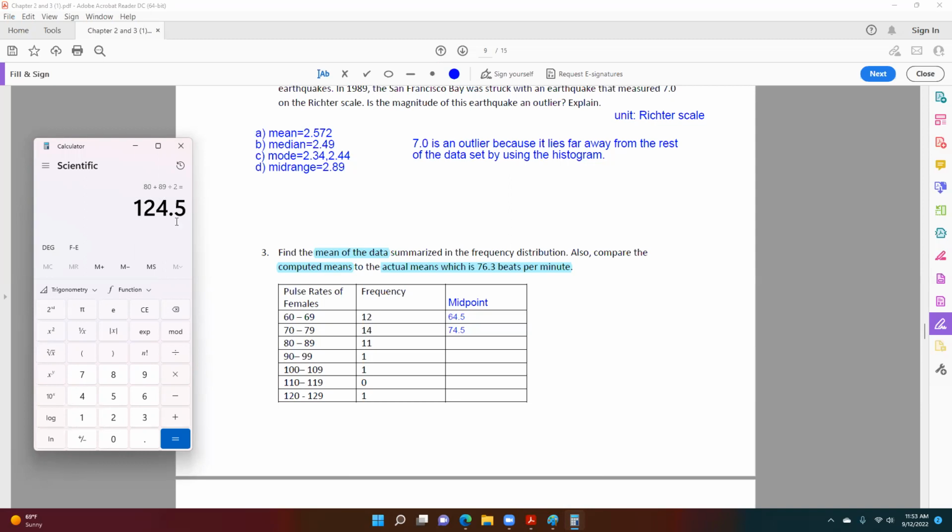Now, that number we know is going to be wrong because we know the pattern here, they all increase by 10, right? Because we know the class width here is 10. So we know this is not going to be 124.5. It should be 84.5. So do you know why the calculator got 124.5 instead of 84.5? Anyone here know why the calculator shows up this way?